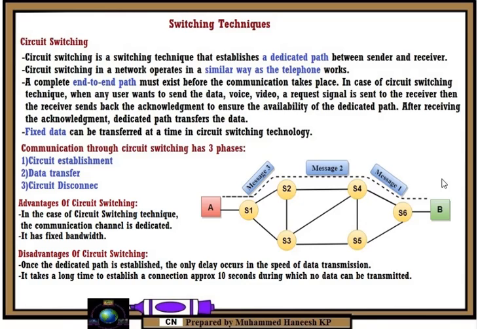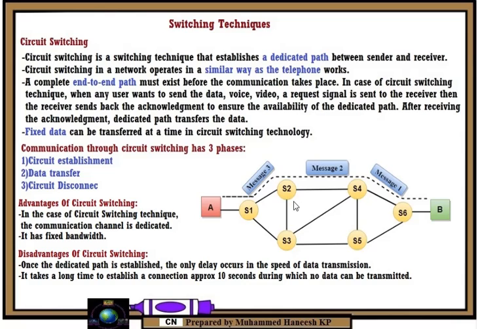Here see the picture. Here we have a source called A and a destination B. We need to send three messages: message 1, message 2, message 3. There are 6 nodes: S1, S2, S3, S4, S5 and S6. Here is the path set from A to B, that is S1, S2, S4, S6. Here we can send the message.